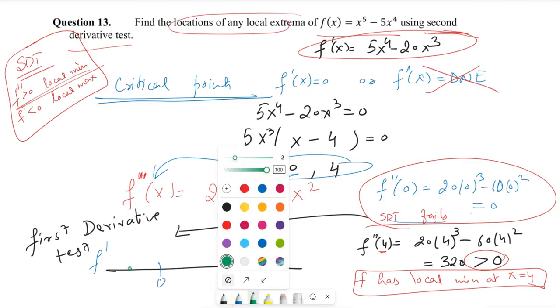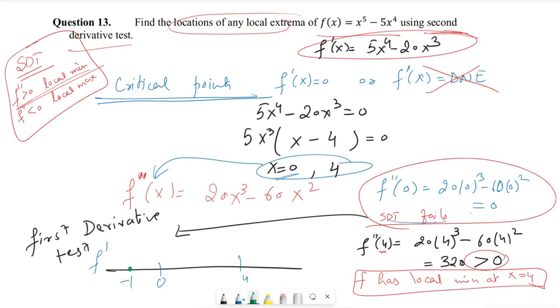Your test point is something before 0, let's say -1, and something after 0, let's say +1. So put -1 in the first derivative. What is the first derivative again? This is the first derivative. When I put -1 in there, it will be positive. When I put 1 in there, it will be negative.